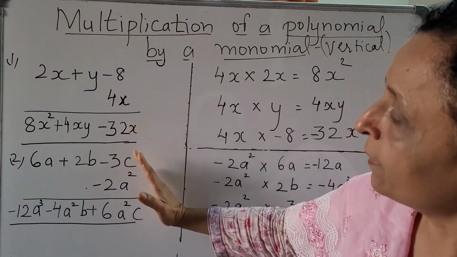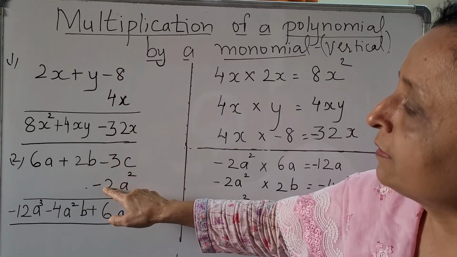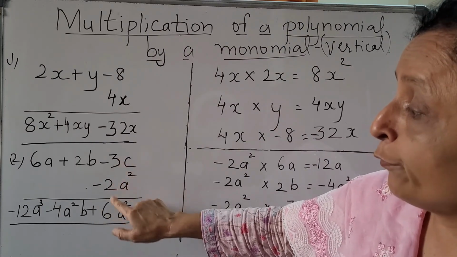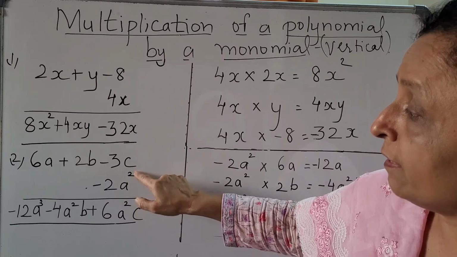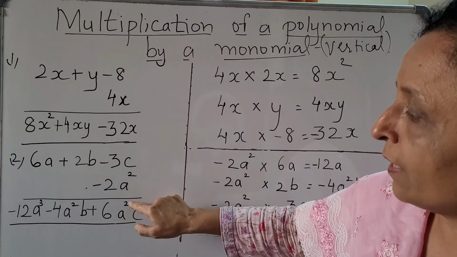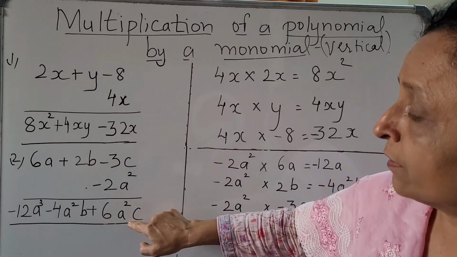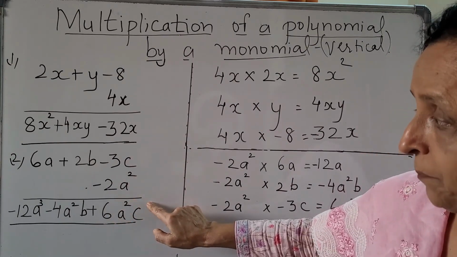Again you start multiplying each term. Minus into minus is going to be plus. 3 into 2 is 6. Now first you have to write the variable a square as it is, then c you write here. So the last term would be 6a square c.